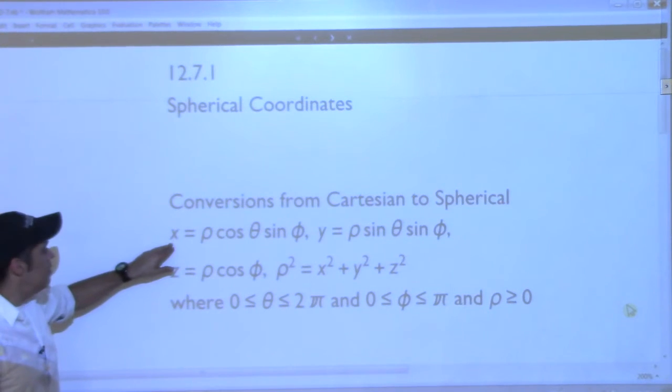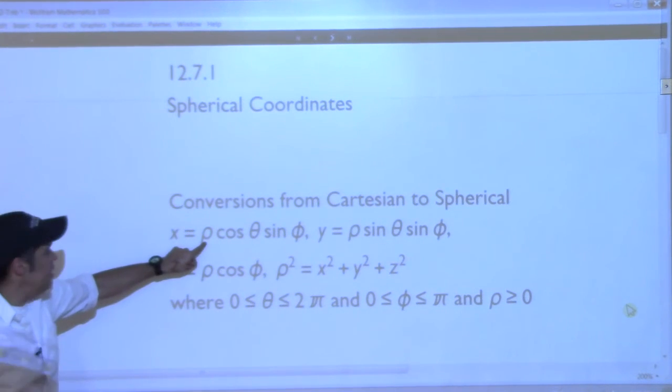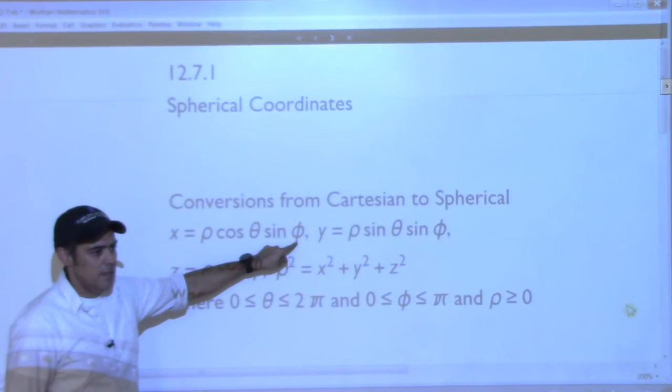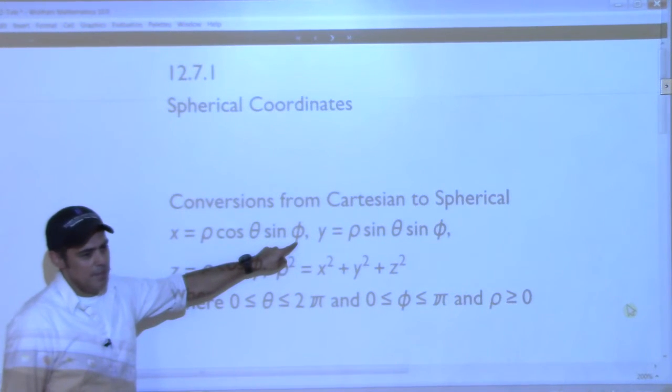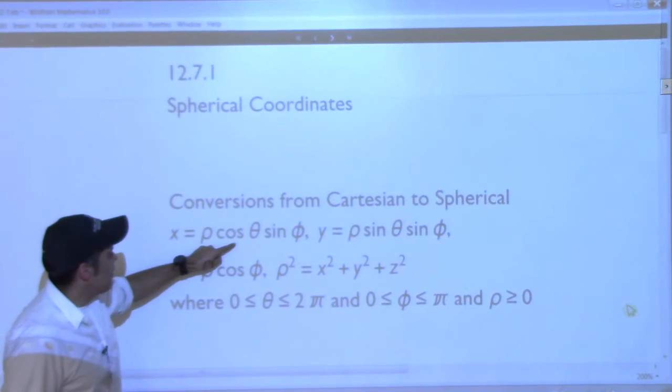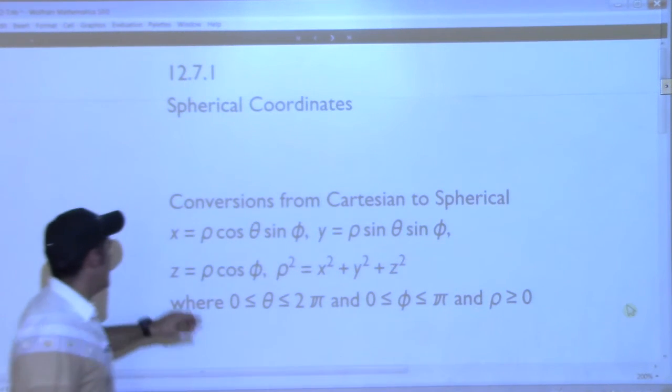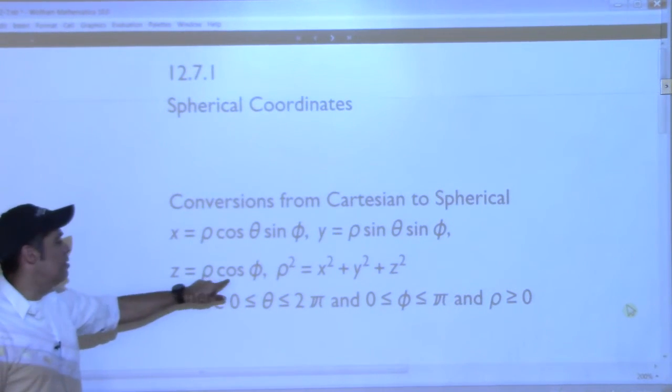X is now rho, which is the radius, okay? Rho cosine theta sine phi. Phi, phi. I think I say phi most of the time, but I think you'll hear it both ways. And then y is rho sine theta sine phi. And then z is rho cosine phi.